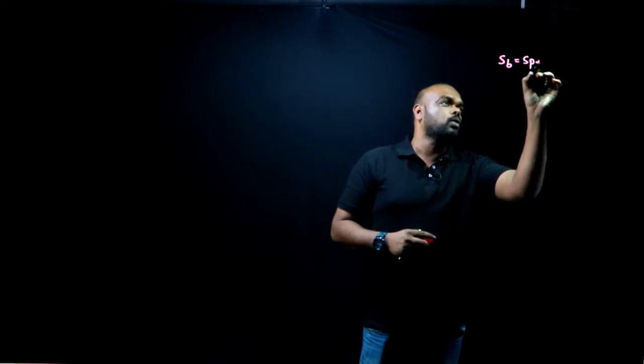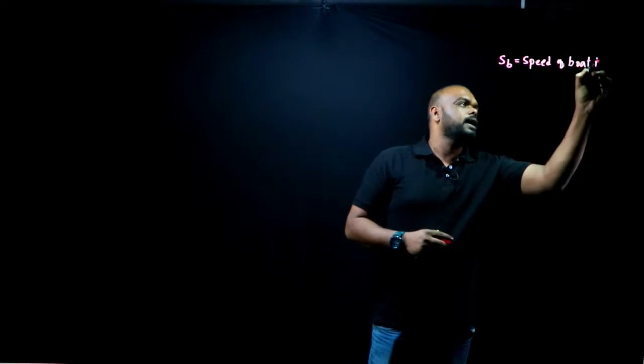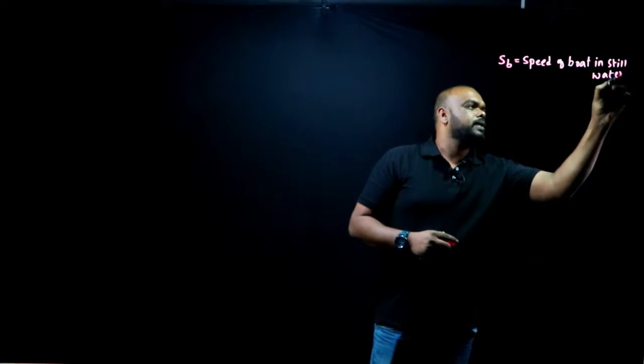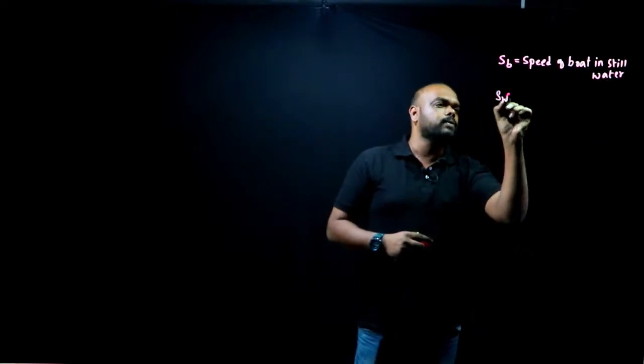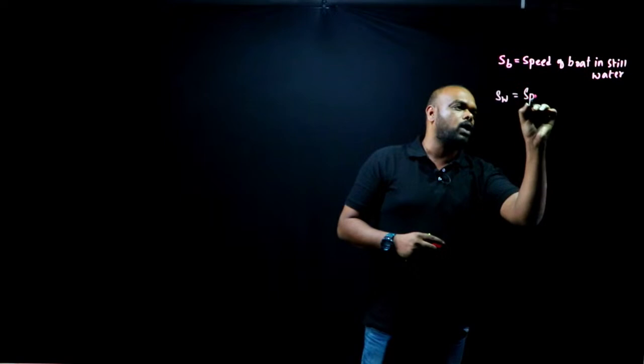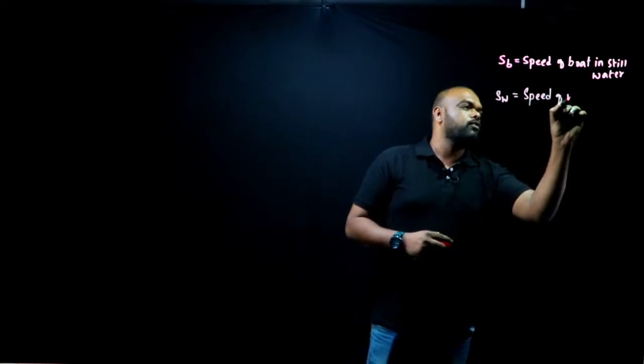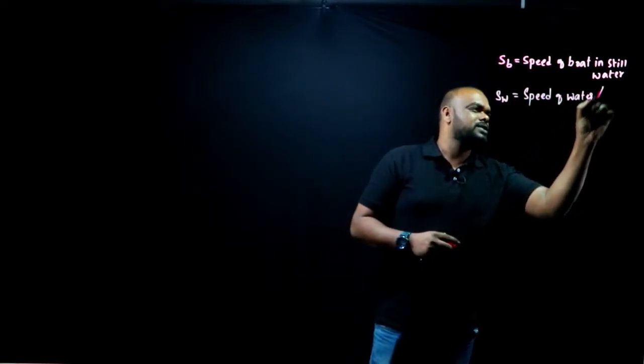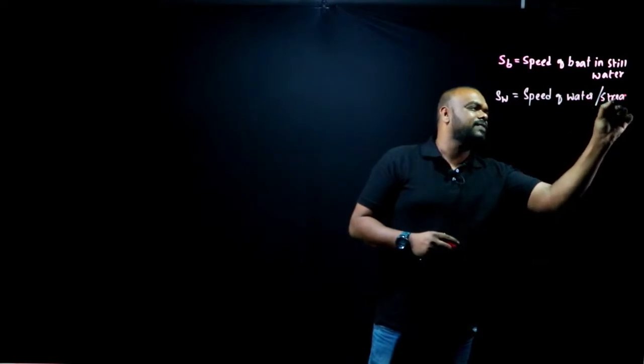So in boats and streams, let us first see what all the different types of speeds we come across. One is SB, which is nothing but speed of boat in still water. Another one we get is SW, which we can call speed of water, or stream or current, anything is the same.